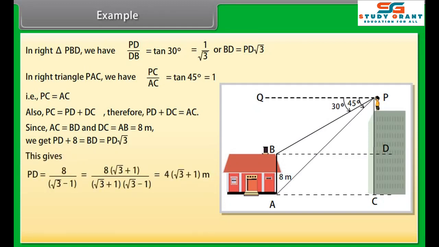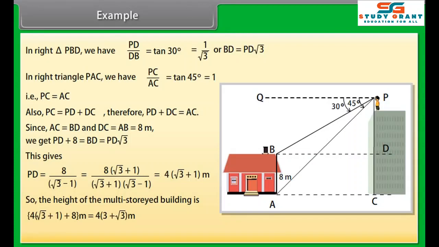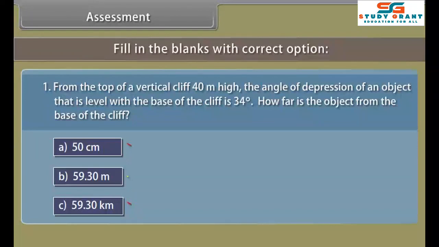This gives PD is equal to 8 upon (square root 3 minus 1), which equals 8 into (square root 3 plus 1) whole upon (square root 3 plus 1) into (square root 3 minus 1), which is equal to 4 into (square root 3 plus 1) meter. So the height of the multi-storied building is 4 into (square root 3 plus 1) plus 8 meter, which is equal to 4 into (3 plus square root 3) meter. And the distance between the two buildings is also 4 into (3 plus square root 3) meter.